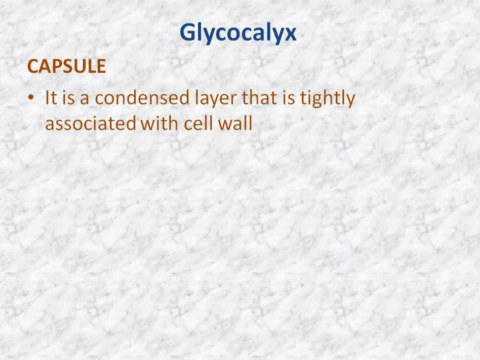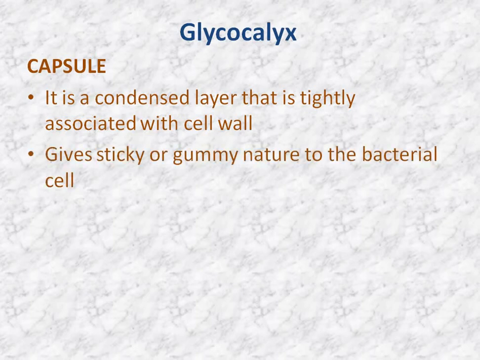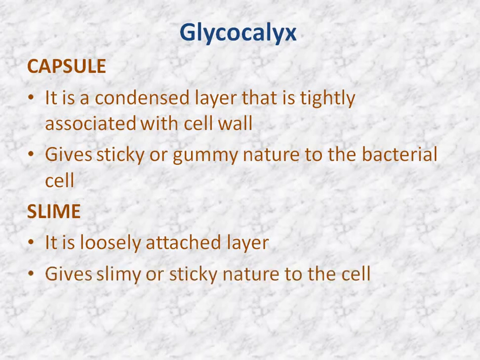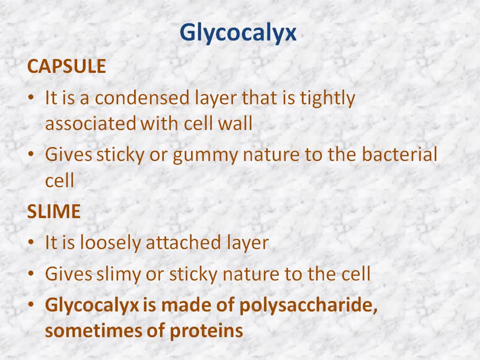Now, what is the difference in the composition of capsule and slime? As I just told you, capsule is tightly associated with the cell wall and is a condensed layer. It gives a sticky or gummy nature to the bacterial cell, but in case of slime, it is loosely attached to the bacterial cell and gives a slimy or sticky nature to the cell, so the cell can attach or stick to the substratum or to any object easily with the help of slime. And glycocalyx is made up of polysaccharides. Sometimes it is also made up of proteins.